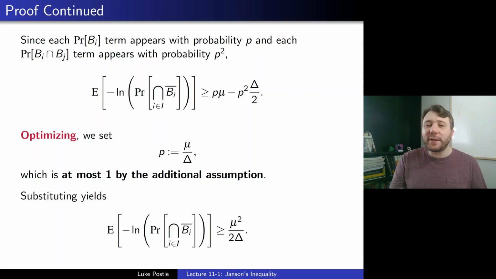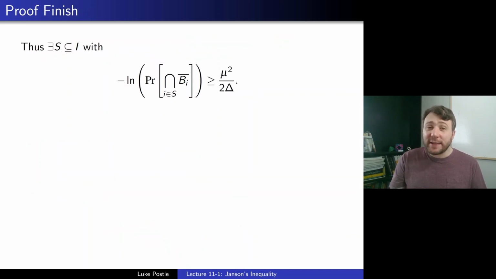Now that we've done that, we can plug it in. If p is mu over delta, you get mu squared over delta, but you get a minus mu squared over 2 delta, so that cancels to give you that it's at least mu squared over 2 delta. Now we're almost done. We know that in expectation of this random experiment, this negative log is pretty good. It's mu squared over 2 delta, just like we wanted in the inequality. So that means that there exists an S, I don't know what it is, but there exists some subset where that minus log is actually at least mu squared over 2 delta.